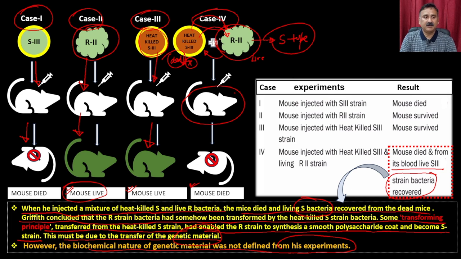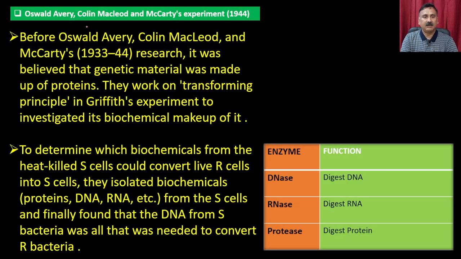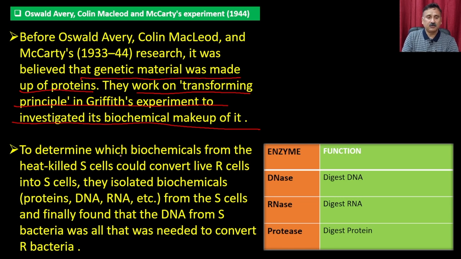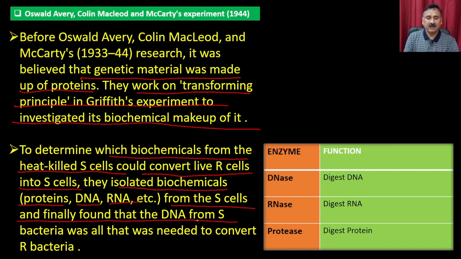So then they did further experiments. In the meantime, Oswald Avery, McCarty and MacLeod did a more specific experiment to ask whether the factor which converted the R type bacteria into S type bacteria was DNA, protein or RNA. It was believed that the genetic material was made up of protein. They worked on the transforming principle in Griffith's experiment to investigate its biochemical makeup. To determine which biochemical from the heat killed S type bacteria could convert the live R type bacteria into S cells, they isolated the proteins, DNA and RNA from the S cell bacteria, and finally found that the DNA from the S bacteria was needed to convert the R type bacteria.